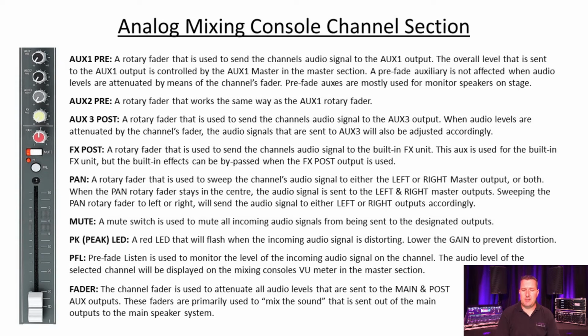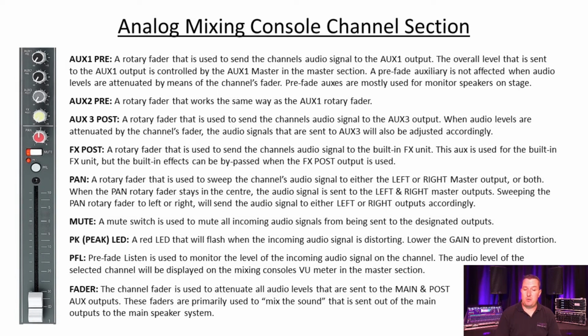AUX1 pre is a rotary fader that is used to send the channel's audio signal to the AUX1 output. The overall level that is sent to the AUX1 output is controlled by the AUX1 master in the master section. A pre-fade auxiliary is not affected when audio levels are attenuated by means of the channel fader. Pre-fade auxes are therefore mostly used for monitor speakers on stage.